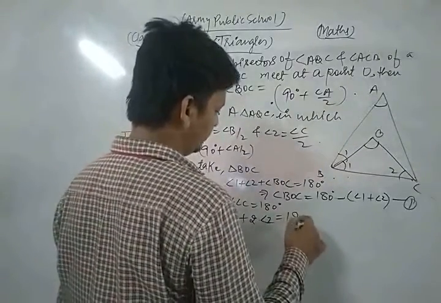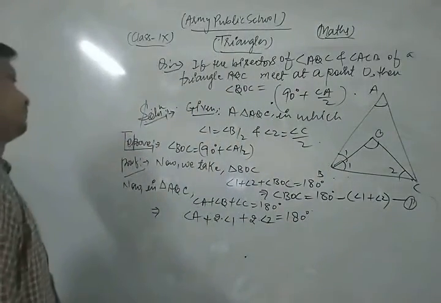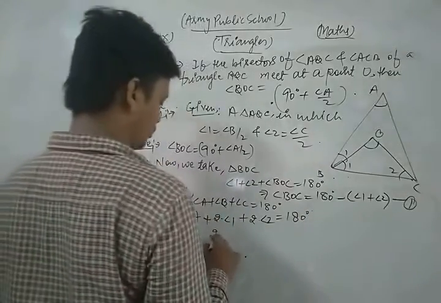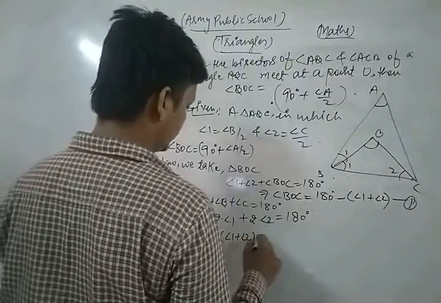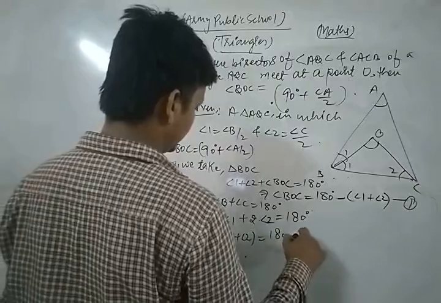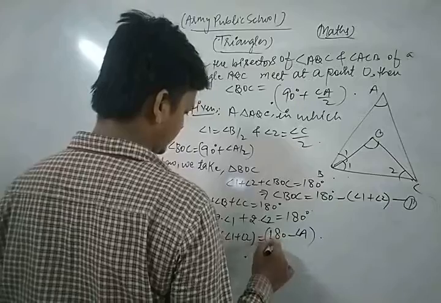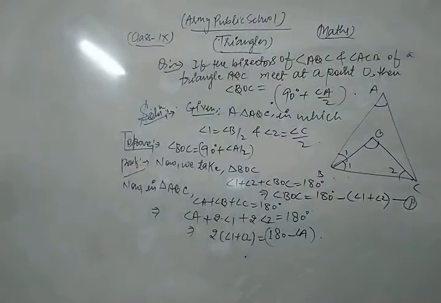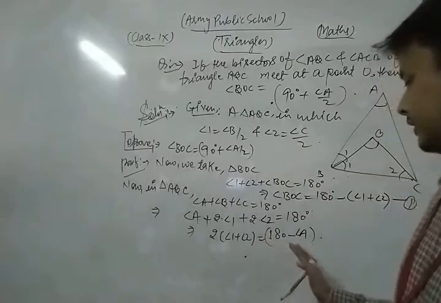So 2 times angle 1 plus 2 times angle 2 is equal to 180 degree. Now from there we take 2 as common and transfer angle A to that side. So 2 times angle 1 plus angle 2 is equal to 180 minus angle A.